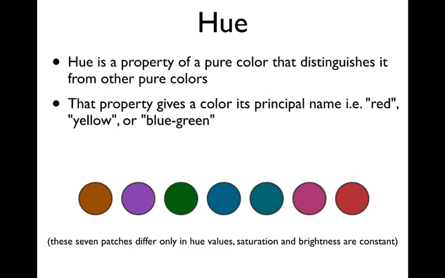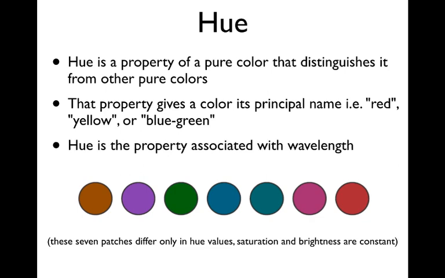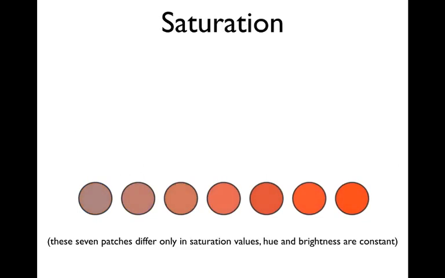So if you look at these 7 color patches right here, the brightness of these are all the same. The saturation of these are all the same. The only thing that is different in these is the hue. Make sense? What's saturation?